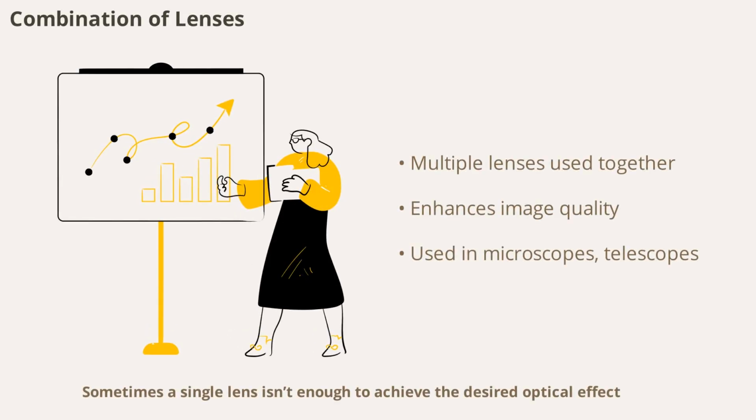Sometimes, a single lens isn't enough to achieve the desired optical effect. By combining two or more lenses, we can create complex optical systems with unique properties. The combination of lenses is used in devices like microscopes, telescopes, and cameras to enhance image quality, adjust magnification, and correct for distortions. Understanding how lenses work together is crucial for advanced optical engineering.